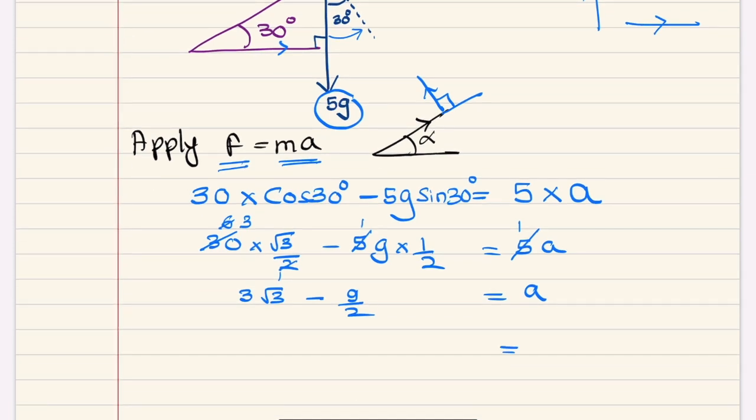If you want a numerical answer, type this one in the calculator, substituting 9.8 for the g value. So this is going to be 3 root 3 minus 9.8 divided by 2. Your answer is going to be 0.2961 meters per second squared. So your acceleration is going to be 0.296 to 3 significant figures.